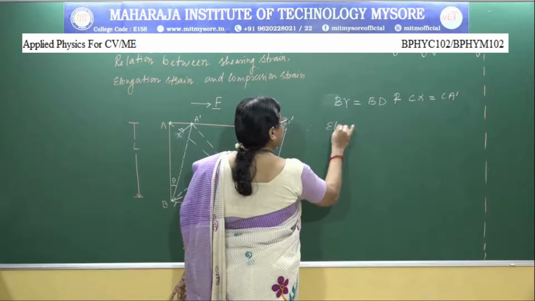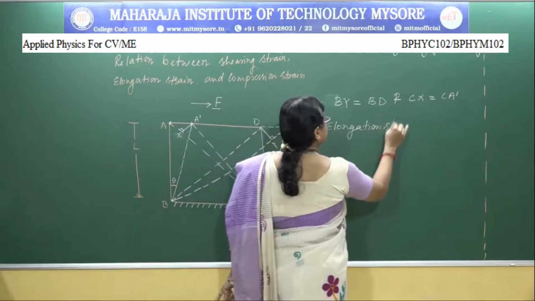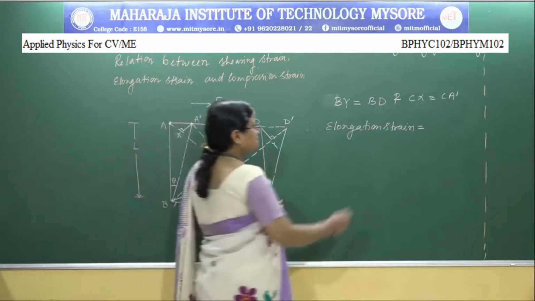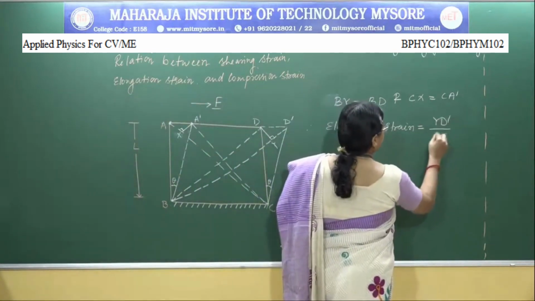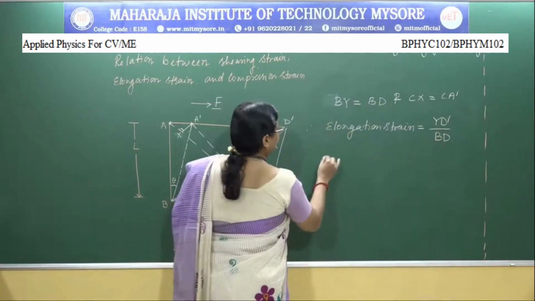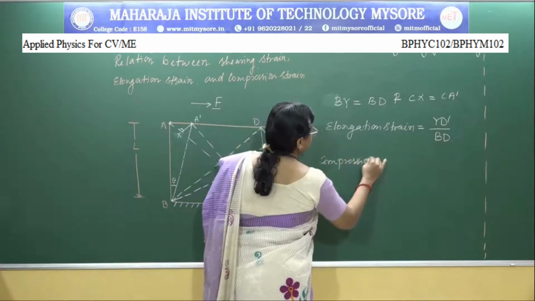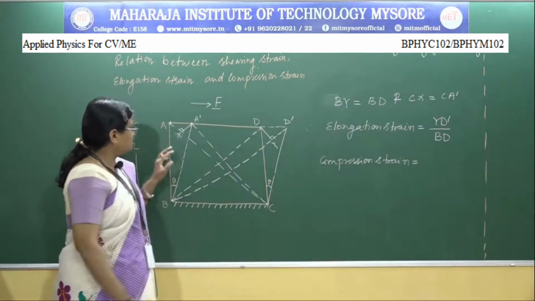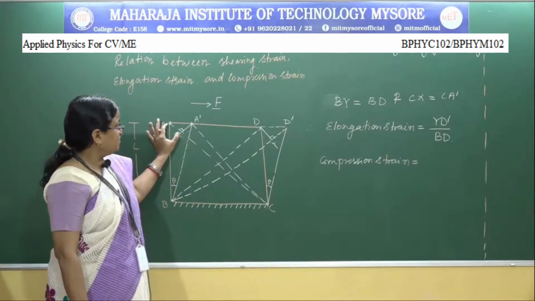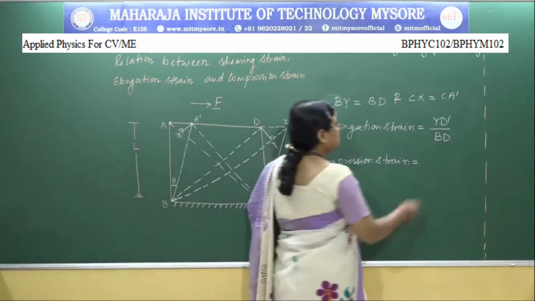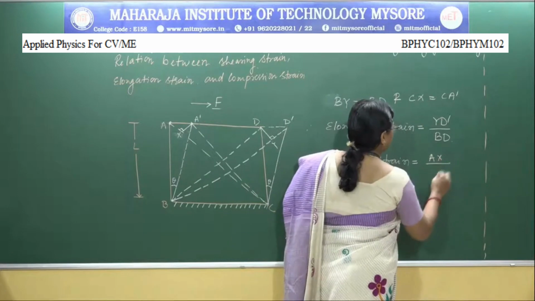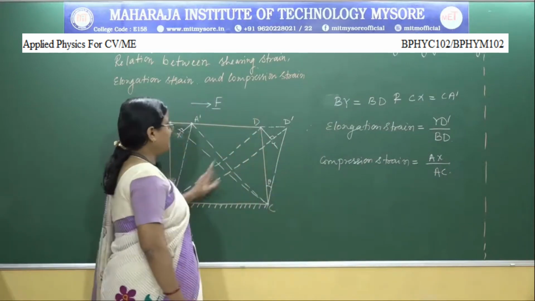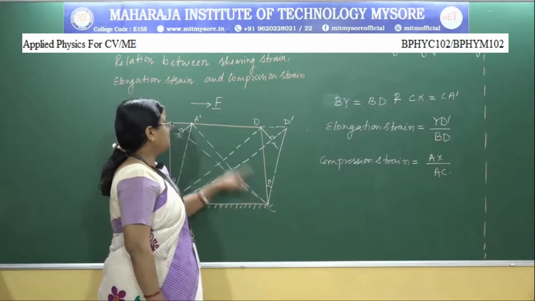So therefore, if we calculate the elongation strain, we know that strain is the change in the dimension by the original dimension. So it will be equal to YD dash by BD, and the compression strain will be equal to the change, which is AX, and the original, which is AC, so AX divided by AC. So what we can see is that BY is equal to BD and CX is equal to CA dash.